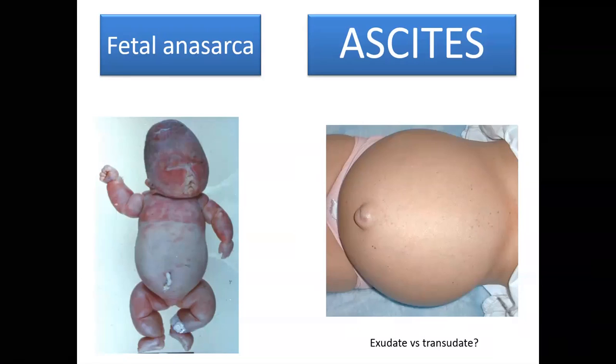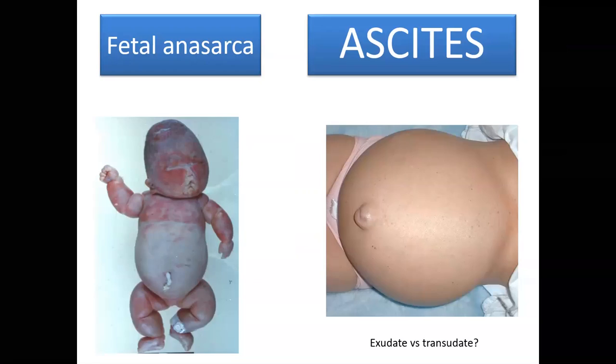So the pressure is high, the hydrostatic pressure is high, but there is no increased capillary permeability. That means that the fluid that is escaping will not have two things. It will not have proteins and it will not have cells. So what will be the appearance of the fluid? Transudate. Do you understand this now?